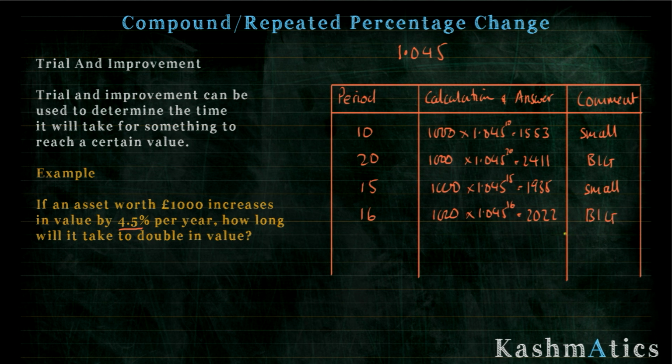But what that tells me is that the answer is between 15 and 16. 15 is not enough, and 16 gets me slightly over. Well, this asset will take at least 16 years to increase in value, so it's double the initial value. So the answer is 16 years.